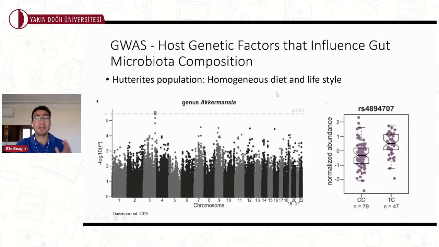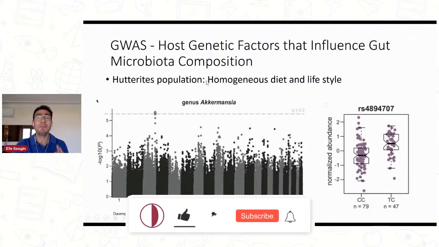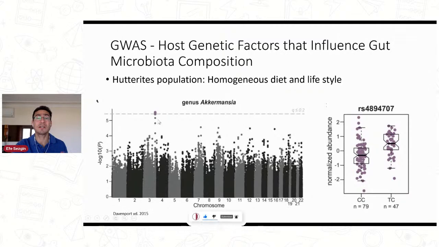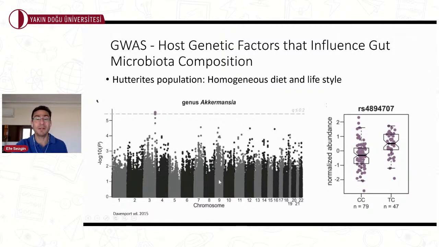So they looked at their microbiota composition, measured with molecular next-generation sequencing techniques. They also genotyped these individuals and did a genome-wide association study. GWAS stands for genome-wide association study, meaning that you look at hundreds to thousands of different genetic variants in the genome of an individual and look for statistical associations, and you end up with this plot. These are called Manhattan plots.